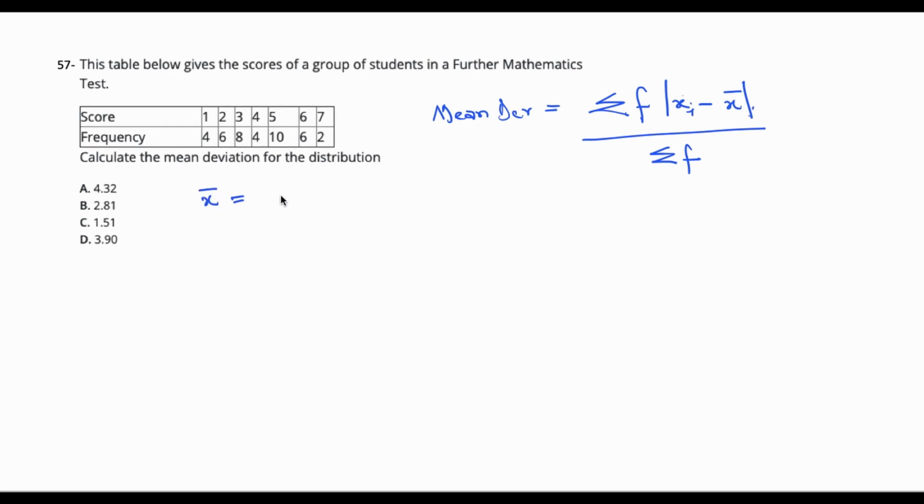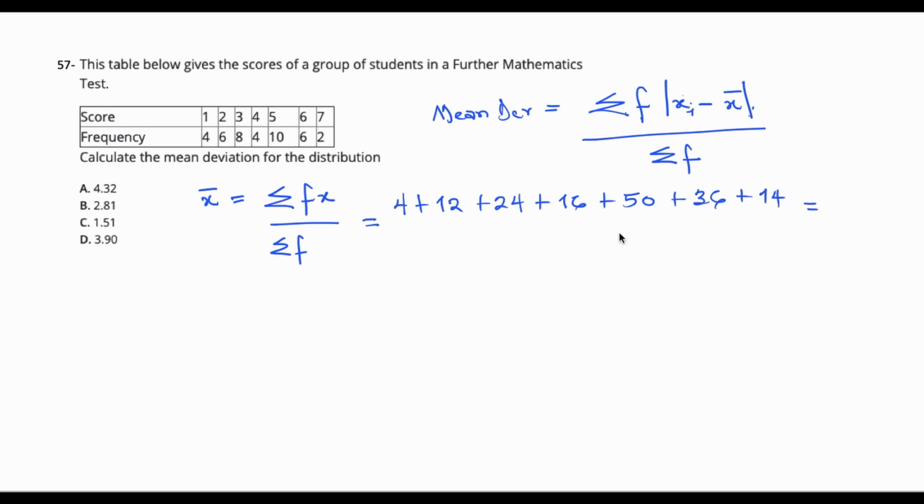Now the formula for a mean, as we know, is the summation of fx divided by the summation of f. So the fx is simply the multiplication of each score by its frequency, and then we add them all up and divide by the summation of the frequency. So fx for here is 1 times 4 equals 4, 2 times 6 is equal to 12, 3 times 8 is 24, 4 times 4 equals 16, 5 times 10 equals 50, and 6 times 6 equals 36, and 7 times 2 equals 14.